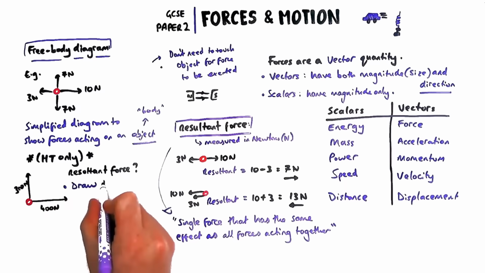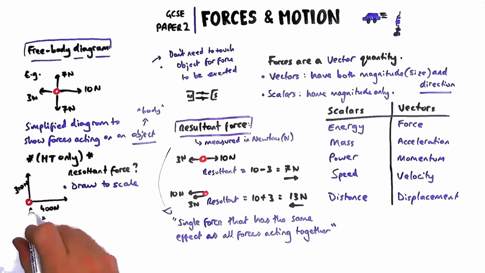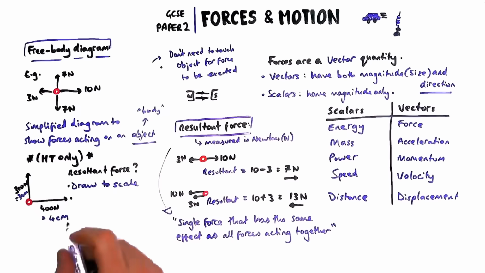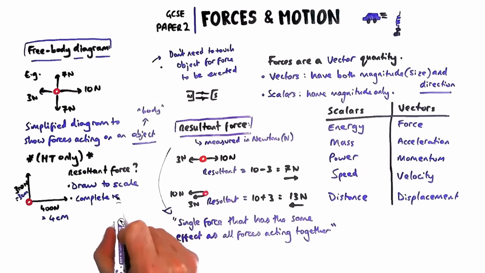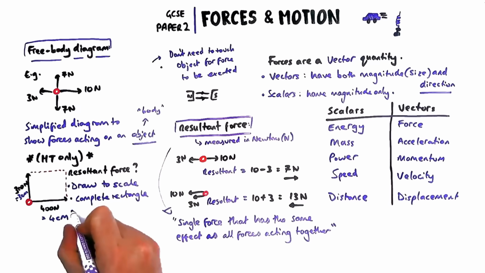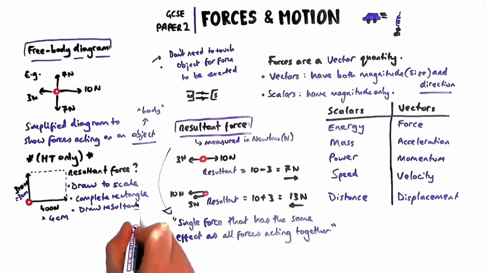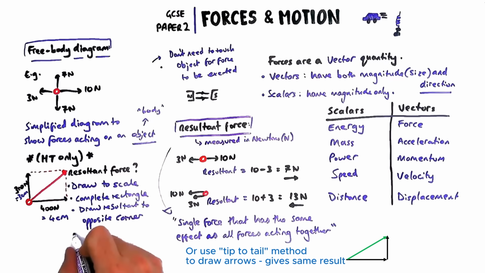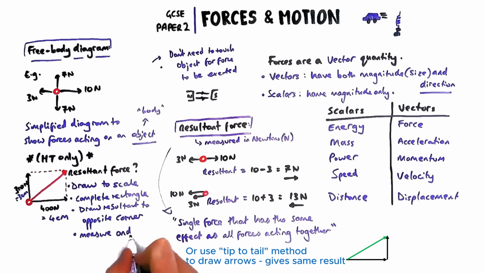What we need to do is to draw this diagram to scale. So if I've drawn this diagram to scale, I've got 3 centimeters going up and 4 centimeters going across. Then what I do is I complete the rectangle to make it into a rectangular shape, and I draw the resultant force from, in this case, the bottom left to the top right, going across from one side to another. Now you can see diagrams asking you to draw it tip to tail. This is an equally valid method, and I think makes a bit more sense when you're drawing it.